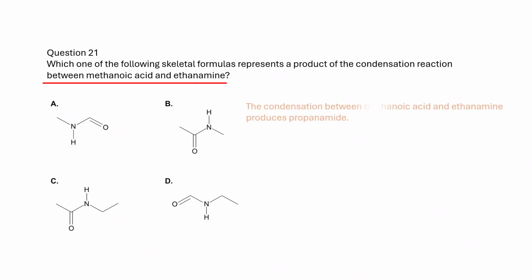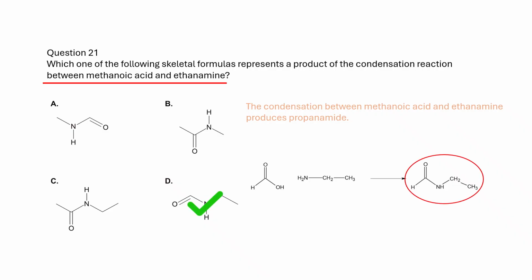The condensation between methanoic acid and ethanamine produces propanamide. So, D is correct.